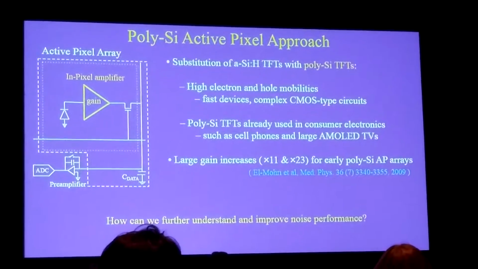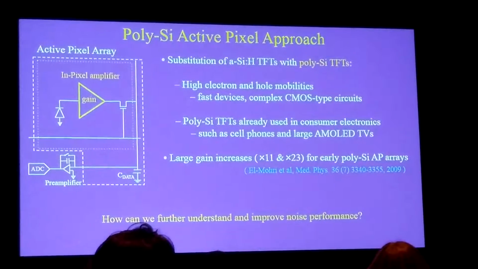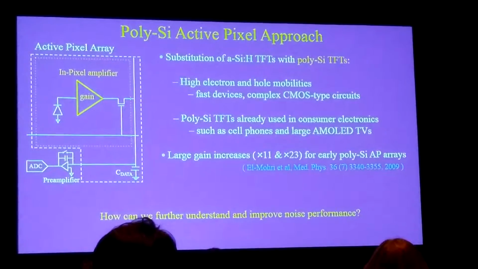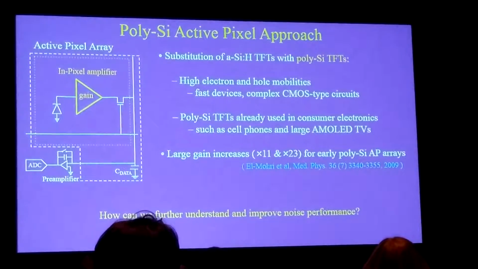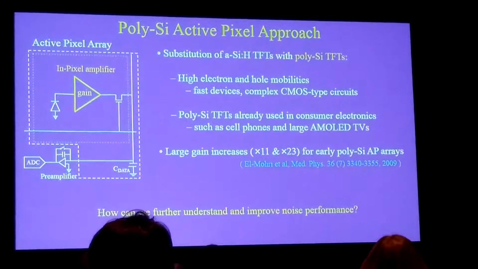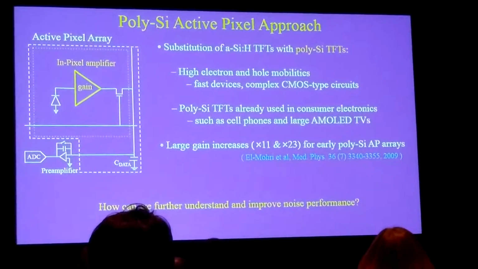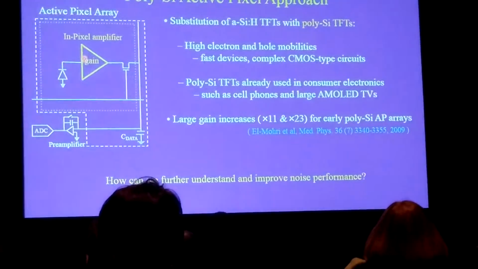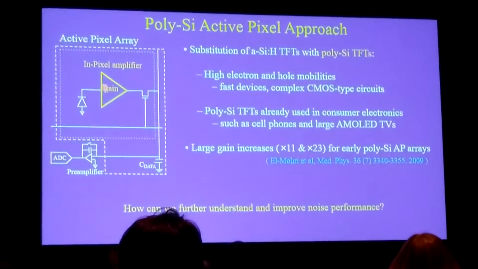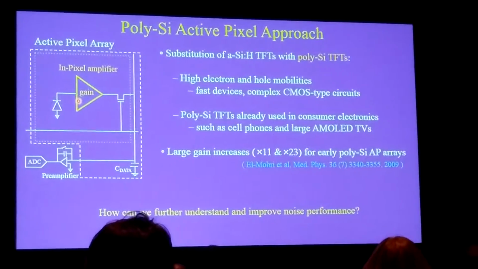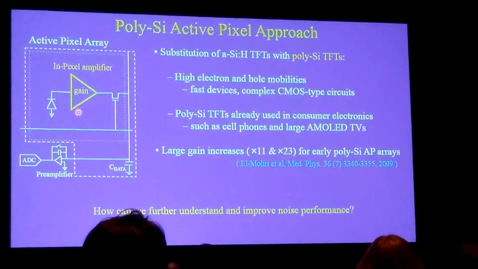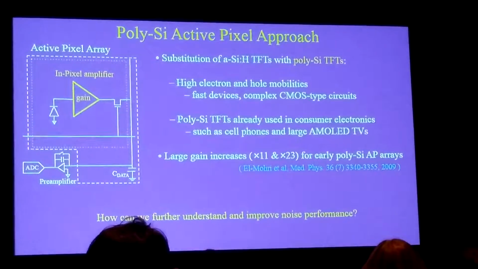For example, by modifying pixel circuit designs, judicious selection of the operating conditions, and making use of correlated multiple sampling techniques, which was asked about before as well, which are made possible by the fact that the active pixel signal is not destroyed during readout, so you can read the signal several times, for example, before and after the exposure.